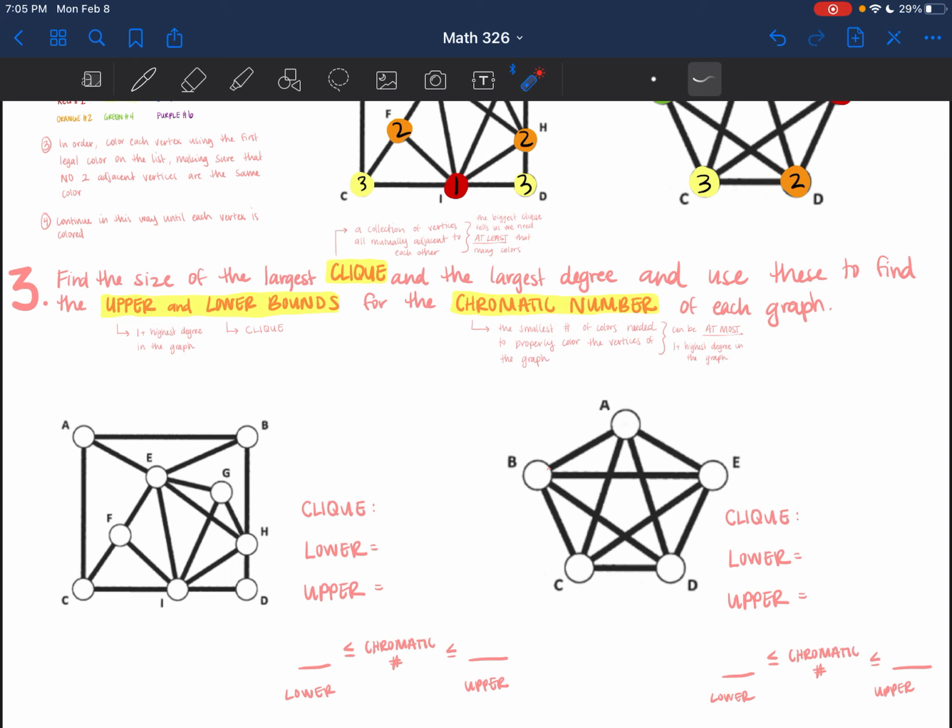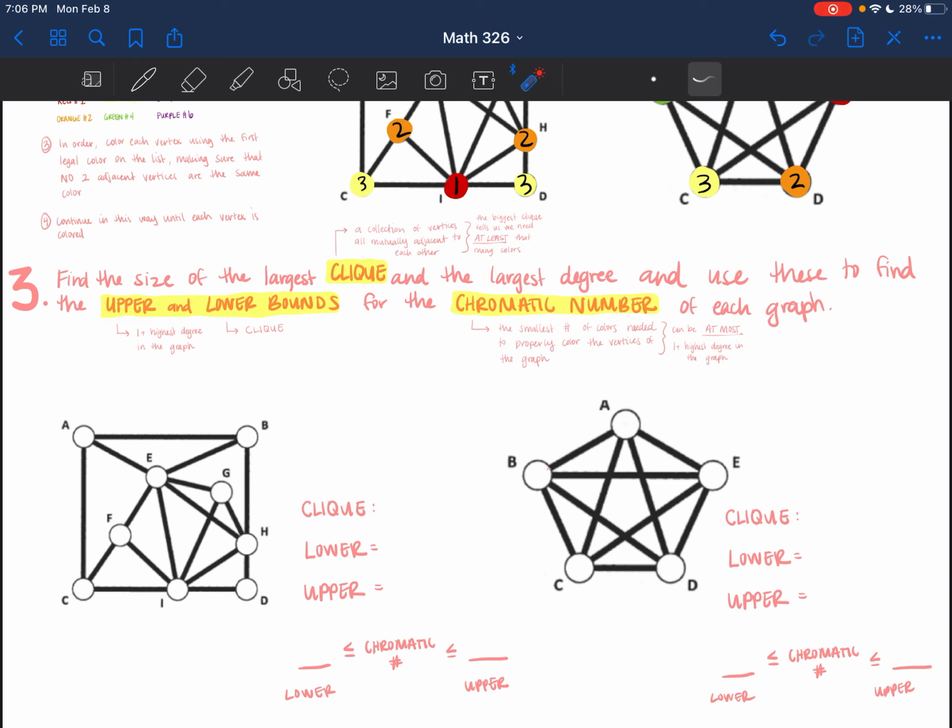And that can be at most 1 plus the highest degree in the graph. So these words, at most and at least, they relate to upper and lower bounds. At most means the cap, so that's going to be our upper bound. 1 plus the highest degree in the graph is our upper bound. And our lower bound, at least, means that's the minimum that a number can be. So that's going to be our lower bound of our graph.